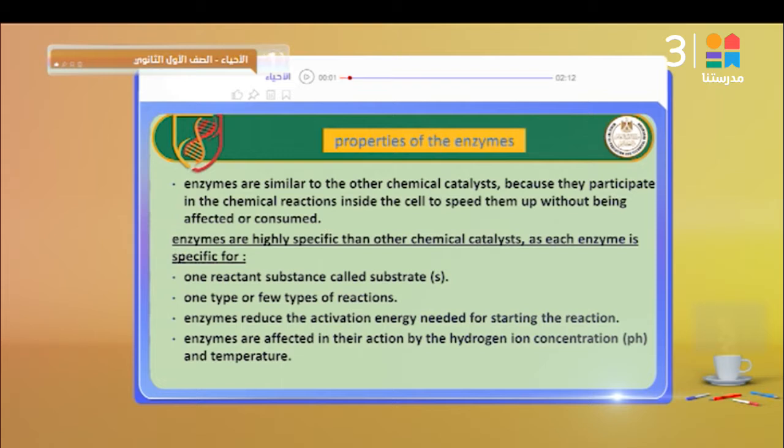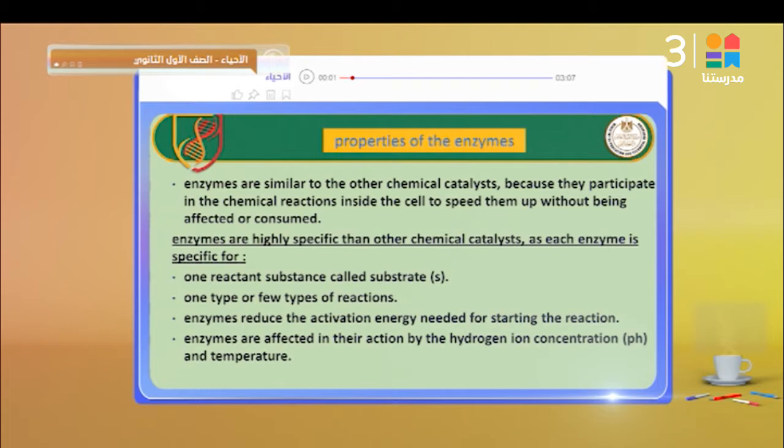For example, in this point the enzyme acts as a lock and the substrate acts as a key. So each enzyme has a specific substrate. For example, the pepsin enzyme digests proteins. The substrate is called proteins, so the proteins are the substrate. It acts as a key, and the lock is called the enzyme.